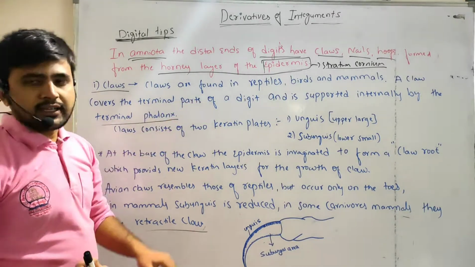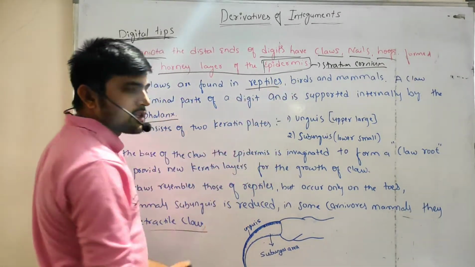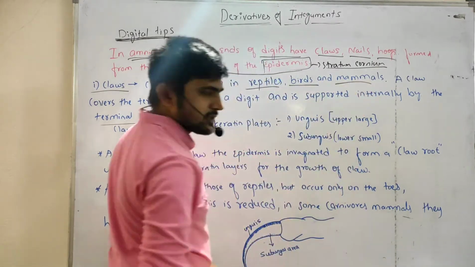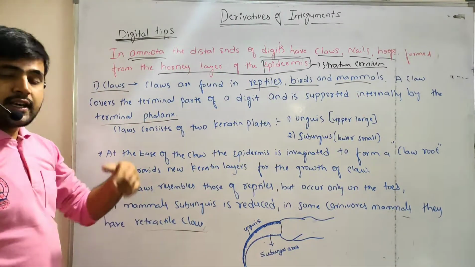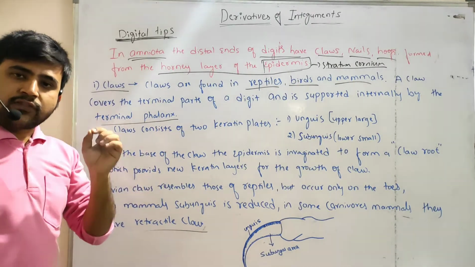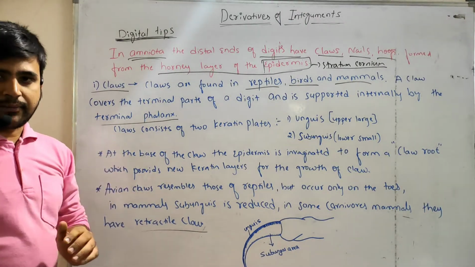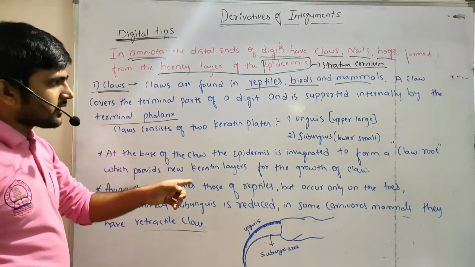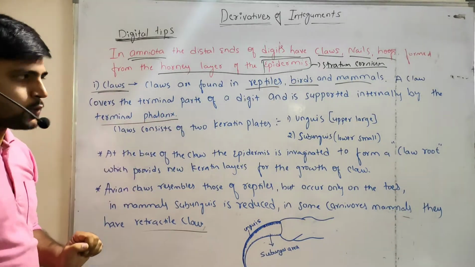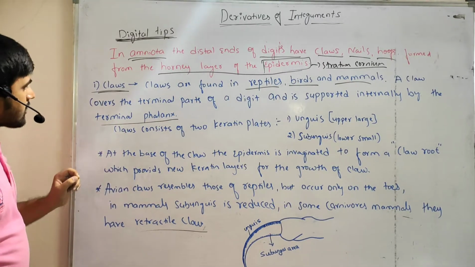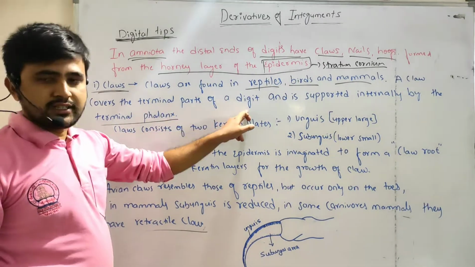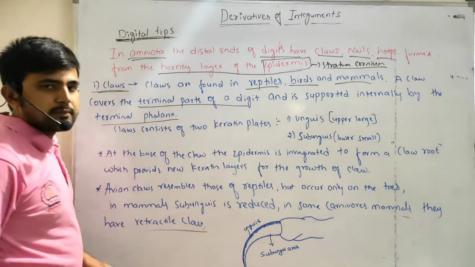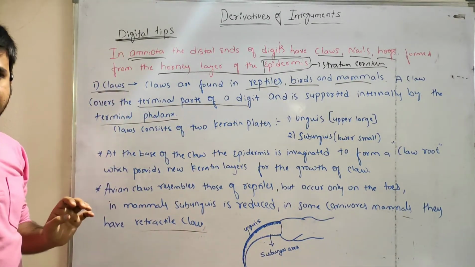Claws are found in reptiles, and not only reptiles, they are also found in birds and mammals. Just as epidermal scales are first found in reptiles, claws can be found in reptiles, birds and mammals too. A claw covers the terminal part of the digits. The terminal part of the digit is the distal end.